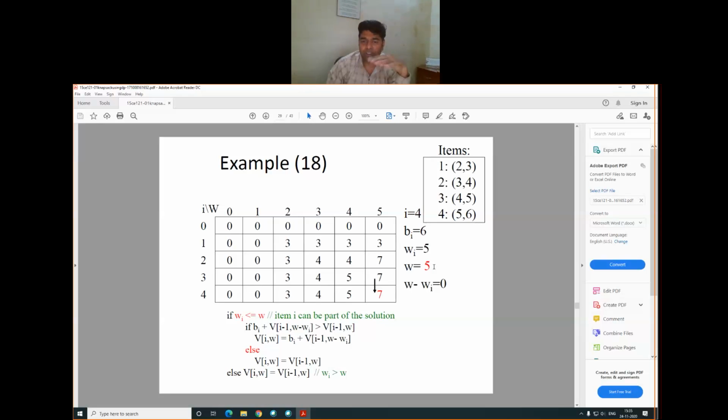Okay, it only shows which item can be a part of the solution, which item cannot be a part of the solution. Okay, it's only one part of the dynamic programming. Now, it does not provide the solution. It's not a solution. It just shows all the possible feasible solutions in this approach.